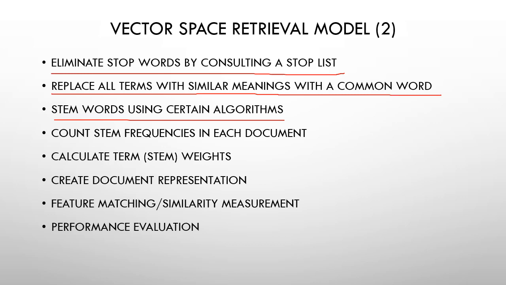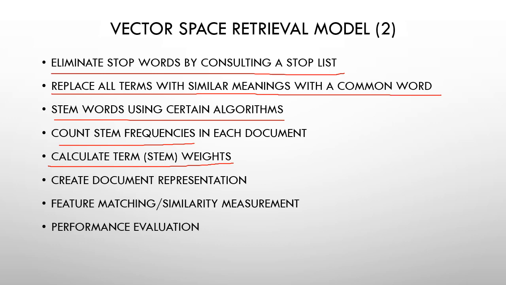And then we count the stem frequencies in each document. So how many times a particular term appears in a document. Then we calculate the term or stem weight. We call it stem because we already do some stemming for the word. If it is not stemmed, then you can just calculate the term weights.